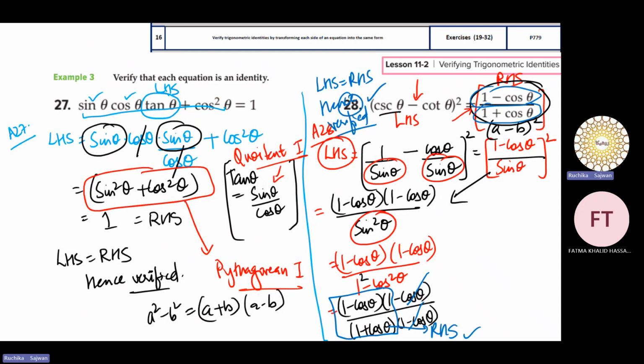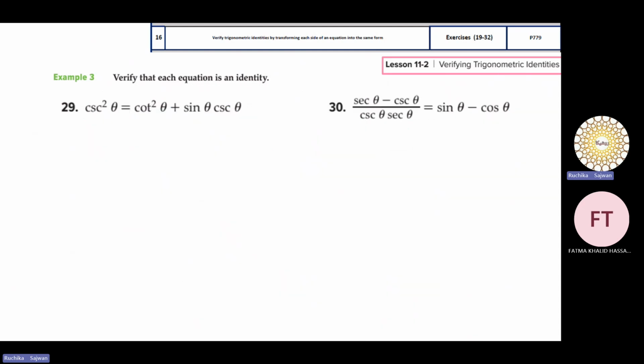So a lot of questions on verifying trigonometric identities we are solving today. We have 4 more questions left, so let's finish them also.